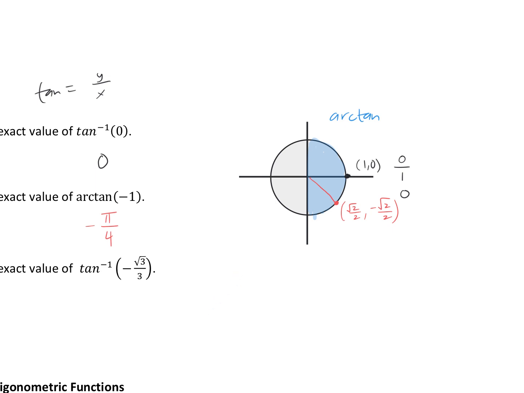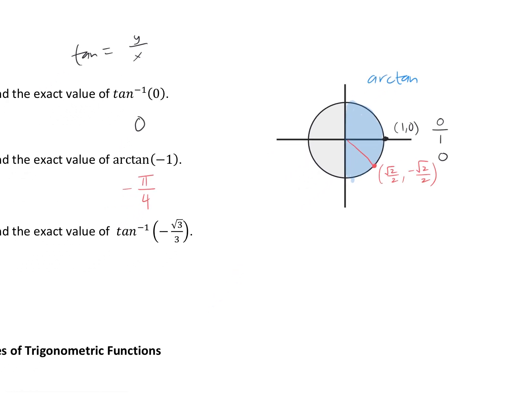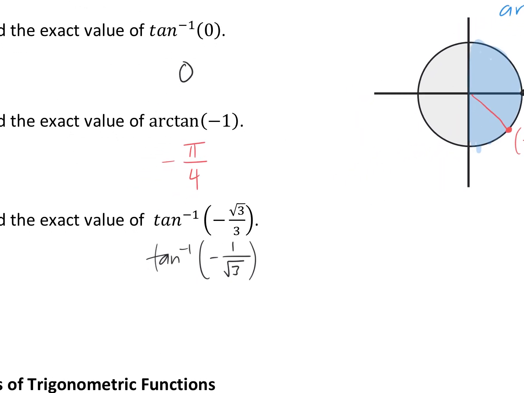All right, last one here. Again, tangent, that is going to give me a negative square root of 3 over 3. So what angle is going to give that to me? Also think about this as the same thing as tangent inverse of -1 over the square root of 3, right? Because I could get the square root of 3 over 3 by rationalizing that.